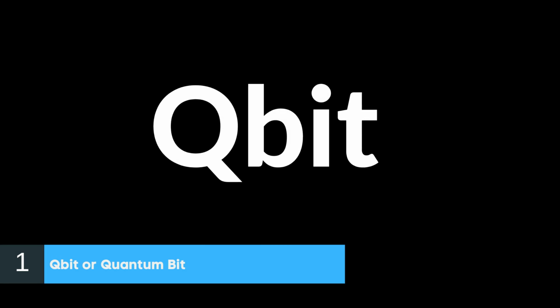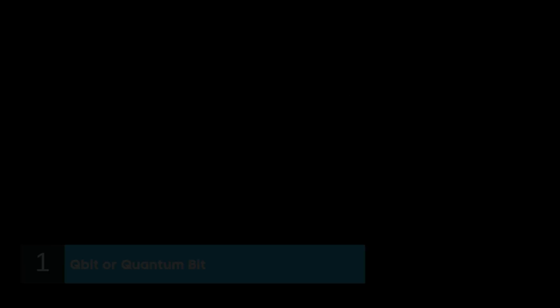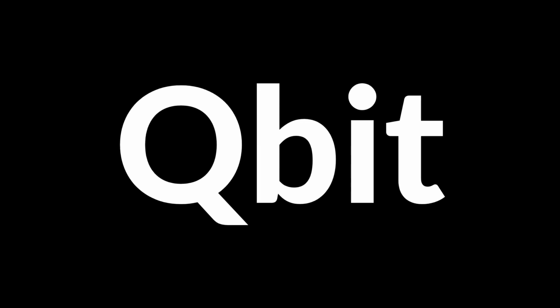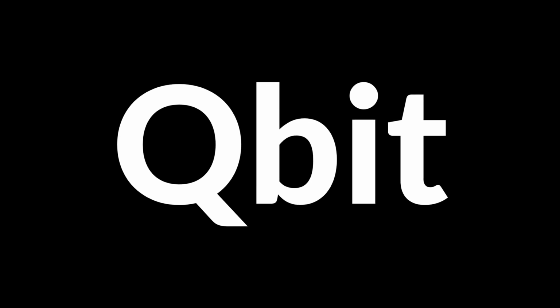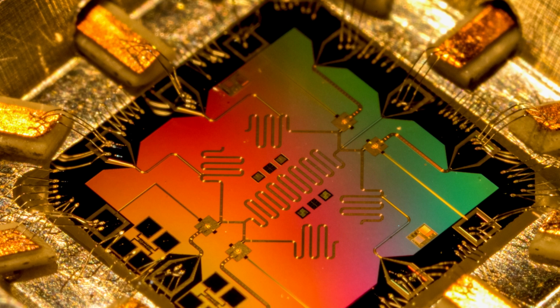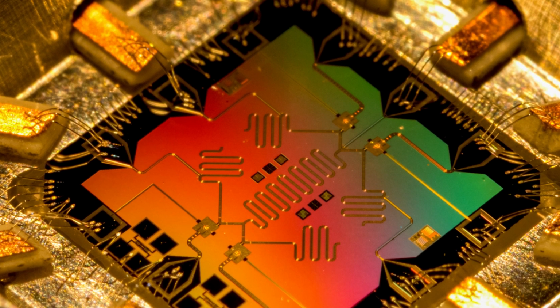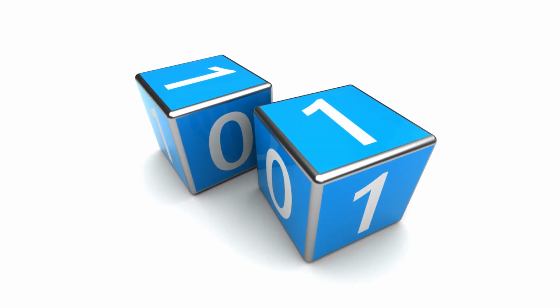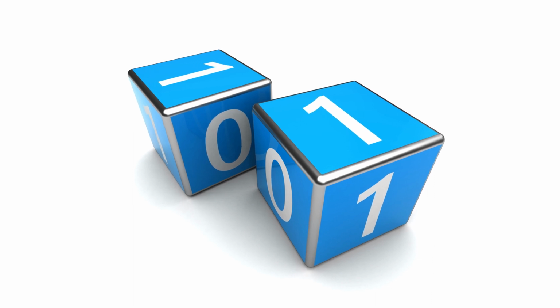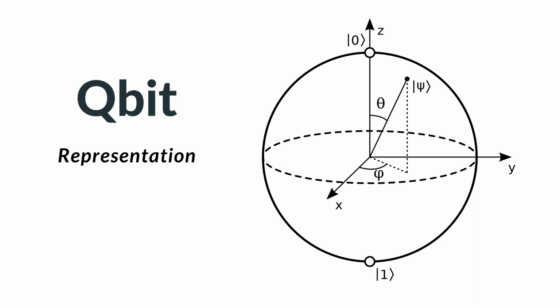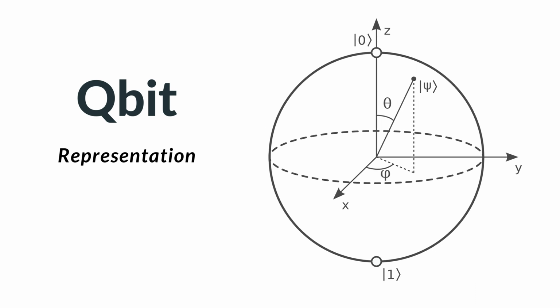Number 1. What is a qubit? In quantum computing, the basic and smallest unit of data is called a qubit, or quantum bit, which represents the state. As we know, in modern computers, a bit can only exist in one state at a time, either 1 or 0. But a qubit can exist in multiple states at the same time.